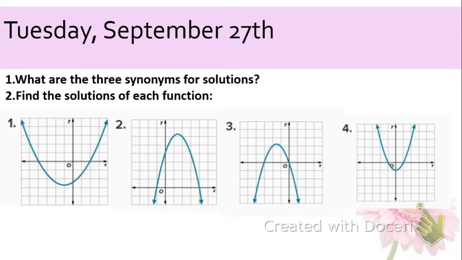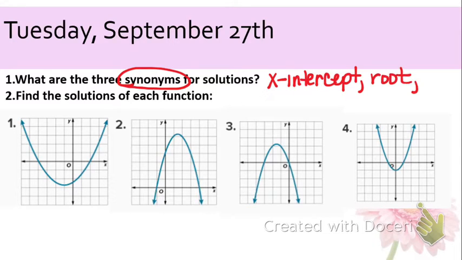So there's 3 synonyms, and a synonym is a word that has the same meaning for solution. The first one is an x-intercept. The second one is a root. The third one is a zero. They all mean the same thing.